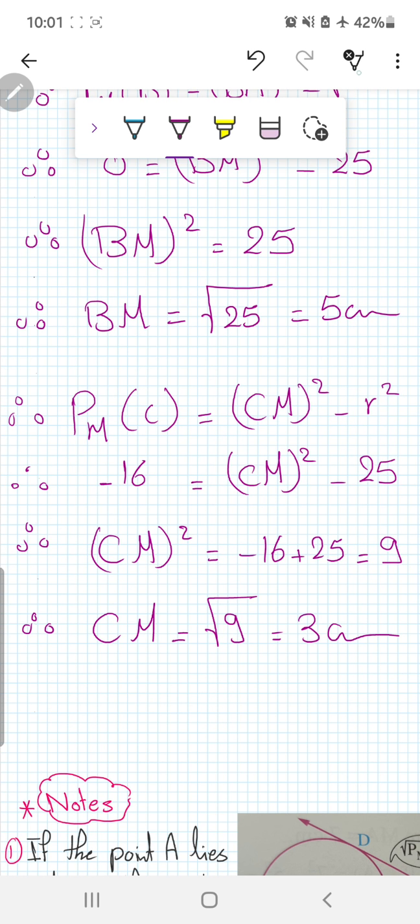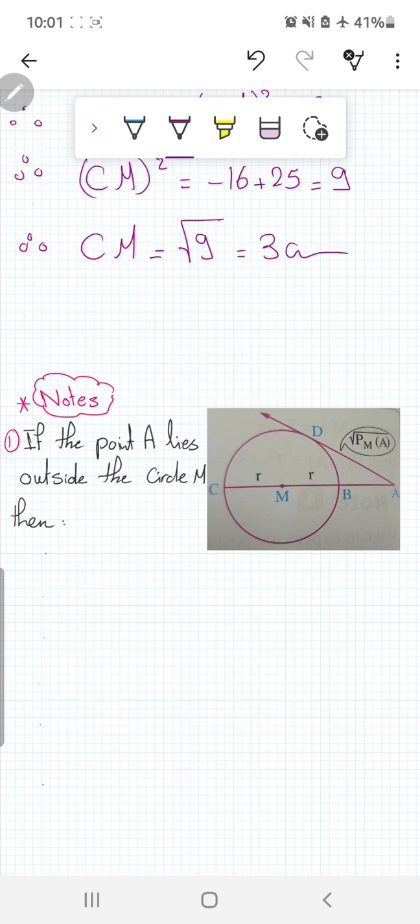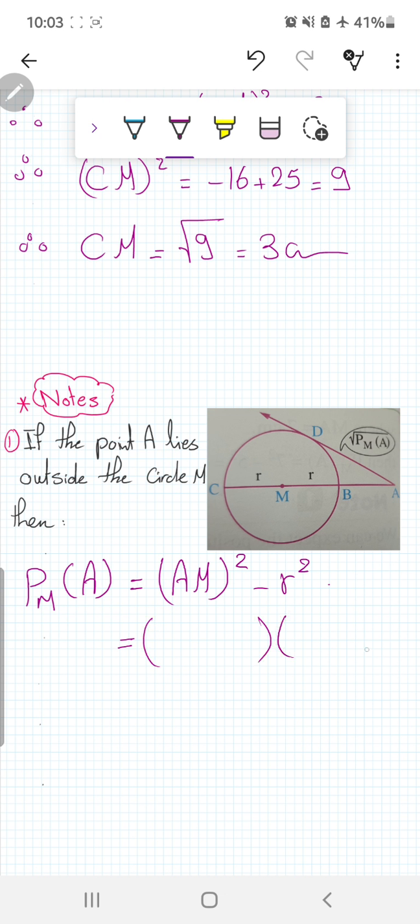Okay, we have some notes. First, if the point A lies outside the circle M, like in the opposite figure, we want to get the power of point A. So the power of point A equals, as we said, the rule AM squared minus R squared. These are a difference between two squares, so open two brackets, take the square root of the first, which is AM, minus and plus, and the square root of R squared, which is R. On the figure, AM minus R is AB, multiplied by AM plus R, which is AC, since MC is the radius R.